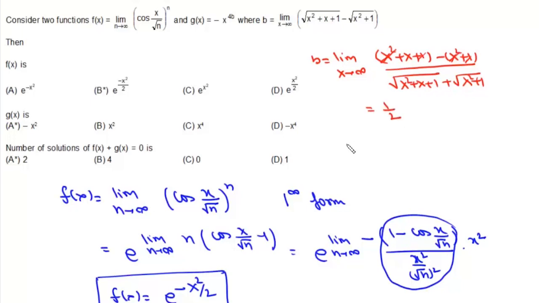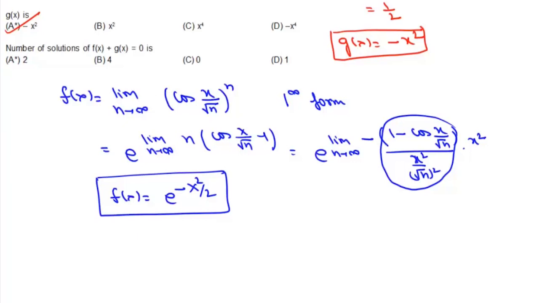And if b is 1 by 2, then this function g(x) will be minus x square. So we have our f(x) and g(x). So f(x) is e to the power minus x square by 2. That's your option B. And g(x) is minus x square. Now it says number of solutions of f(x) plus g(x) equals 0.